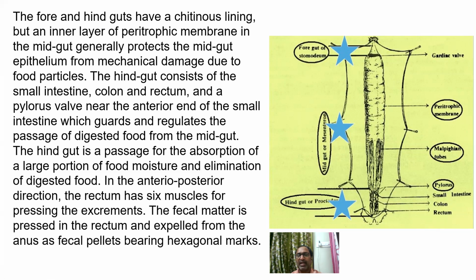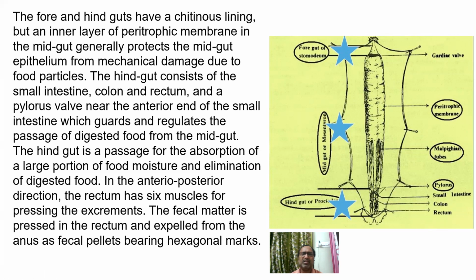You know, the excreta will be formed in the small intestine and will be pressed out by means of the rectum, which is also associated with certain muscles. Those muscles are 6 in number. They press the excrements to go out from the anal region. The fecal matter, the nitrogenous waste compounds, are pressed in the rectum, and expelled from the anus as fecal pellets, small pellets bearing some hexagonal marks. The excreta will be coming out of this anal region.